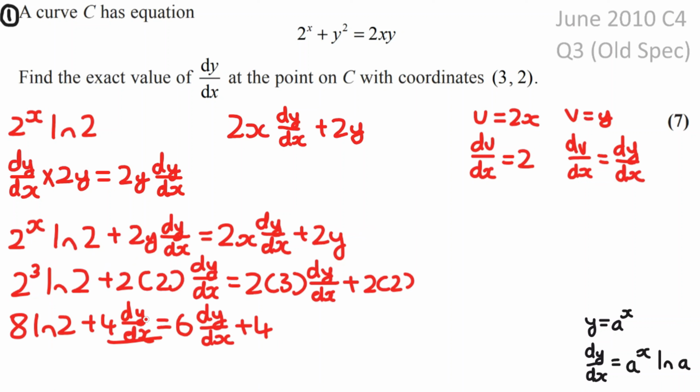So it's going to be 4 dy over dx. 2 times 3 is 6, so it's going to be 6 dy over dx here, and then 2 times 2 is 4. So we've got this here. So we need to find the exact value of dy over dx. So we're going to have to make dy over dx the subject.